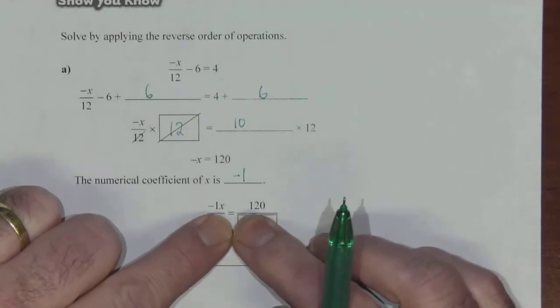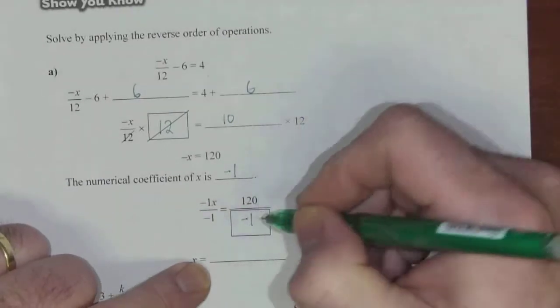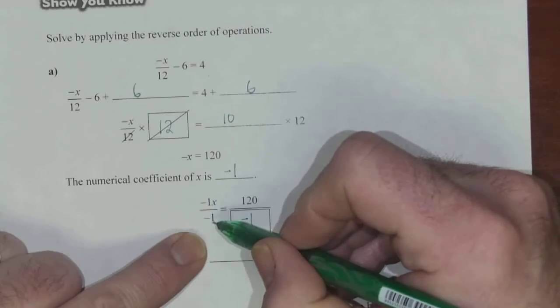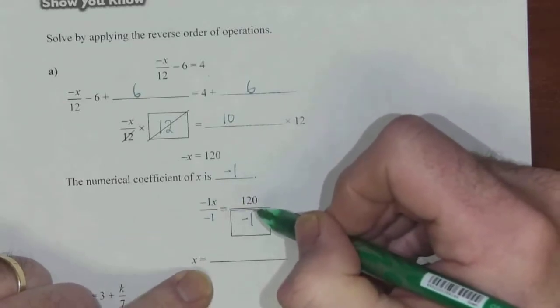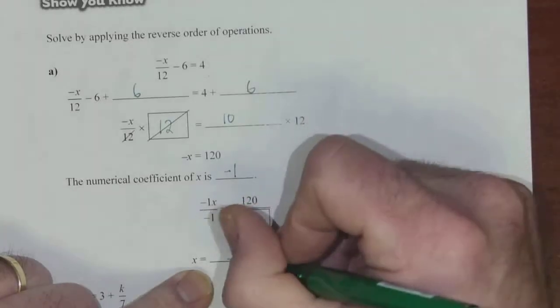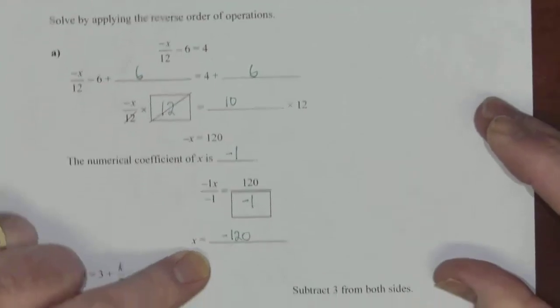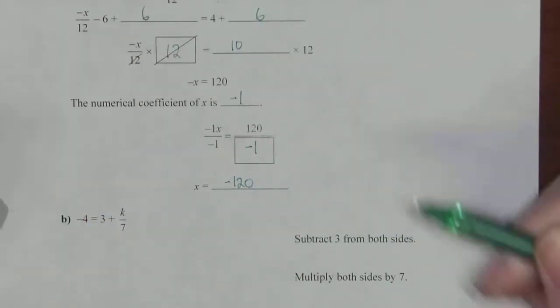We still need to try and get x by itself. So we're going to divide both sides by negative 1. And then negative 1 divided by negative 1 becomes a positive 1, which leaves you with just x. 120 divided by negative 1 gives you negative 120. So we have now calculated that x equals negative 120.